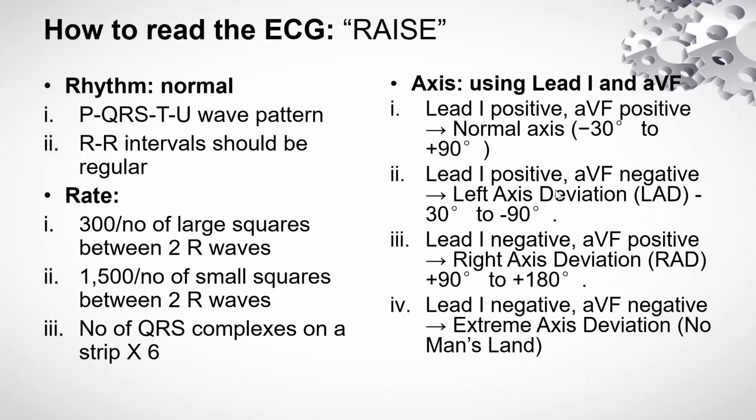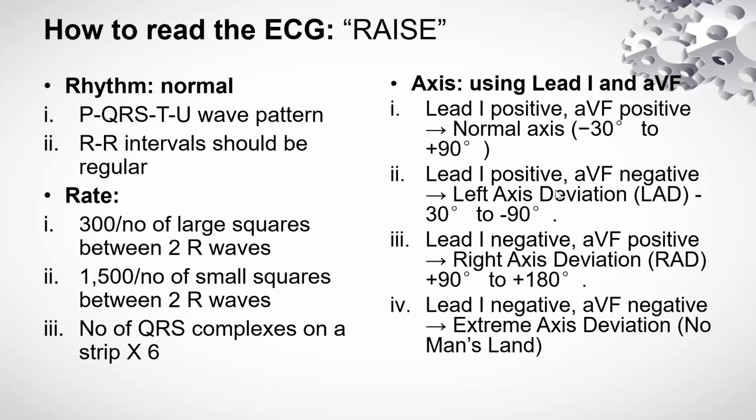Then I have a mnemonic which has helped me to look at how to read the ECG. After you have confirmed the ECG details, I usually tell my students, RAISE the ECG. The first thing is you want to look at the rhythm, because the rhythm will determine the rate, how you calculate the rate. So how do you know a normal rhythm? Every P wave is followed by a QRST wave.